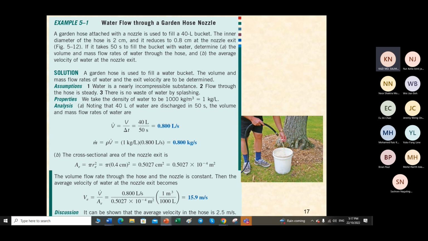In this case, we consider that a garden hose attached with a nozzle is used. When the area reduces, the velocity increases, when the flow rate remains constant. If you read the data given quickly, we need to calculate the volume and mass flow rate of water through the hose, and the average velocity of water at the nozzle exit.